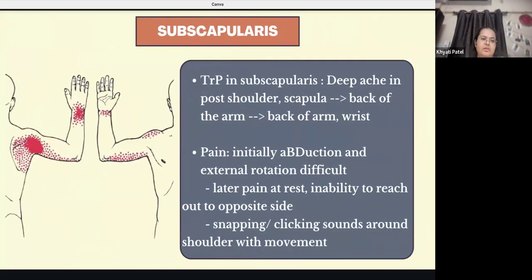So this is the pain diagram for TRPs in subscapularis. Mostly patient will have pain in the posterior part of shoulder and also in the area just above the scapula. It will radiate to the back of arm and wrist. Pain initially in abduction and external rotation will be difficult, but later on patient will have pain at rest, won't be able to reach to the opposite side, and may even complain of clicking sounds around the shoulder with movement when he tries to do external rotation.